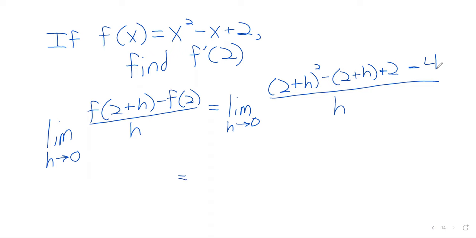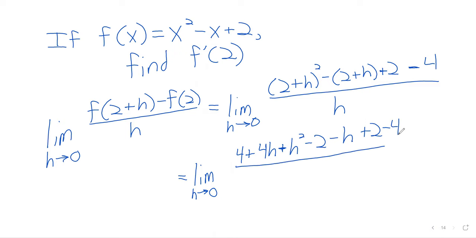What we are going to do is see if we can simplify this. We'll multiply everything out and subtract and do any cancellation and see if we can sort of beat this problem into shape. 4 plus 4h plus h squared. That's 2 plus h squared. I FOILed it. Minus 2 minus h plus 2 minus 4, all divided by h.